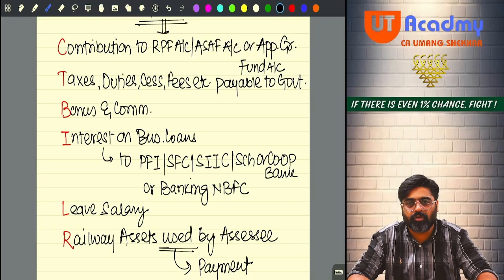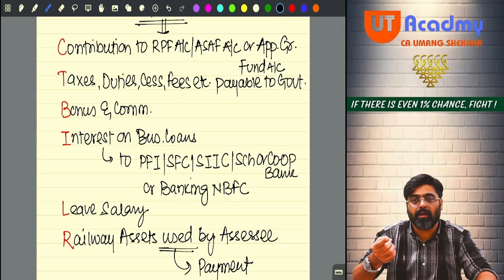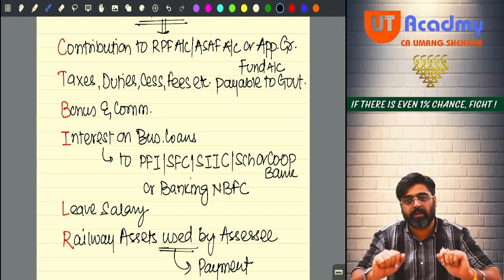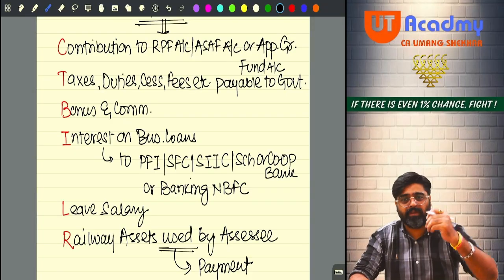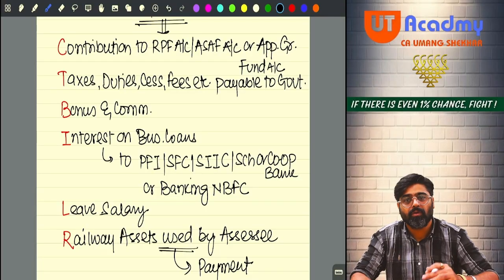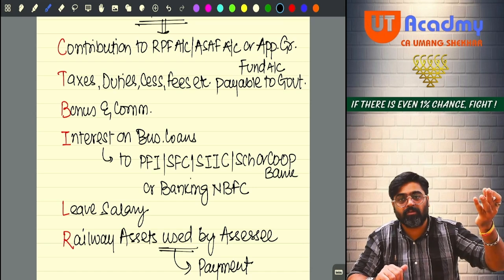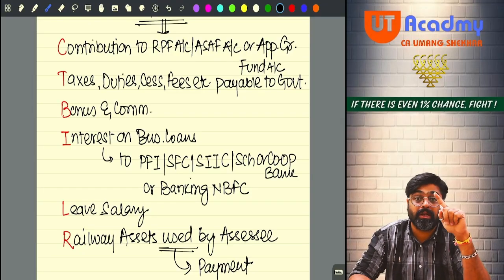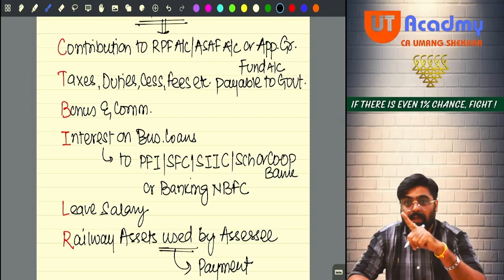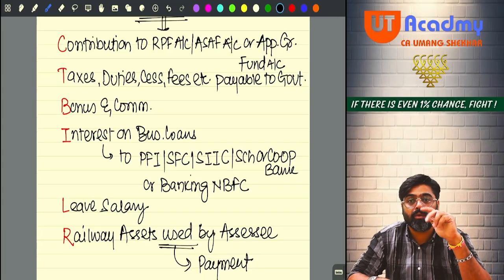See, contributions allowed under 36(1)(4), 36(1)(5). T for taxes, duties, cess, etc., which are related to my business or profession, like GST, customs duty, professional tax, employment tax. No section specifies, so general deduction 37(1). Then B for bonus or commission, 36(1)(2). Then interest on business loan, 36(1)(3). Then leave salary, no section specifies.